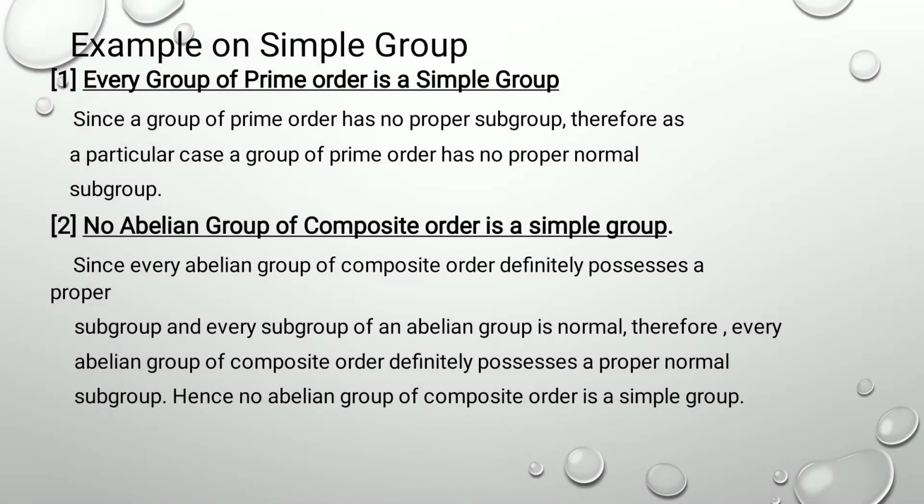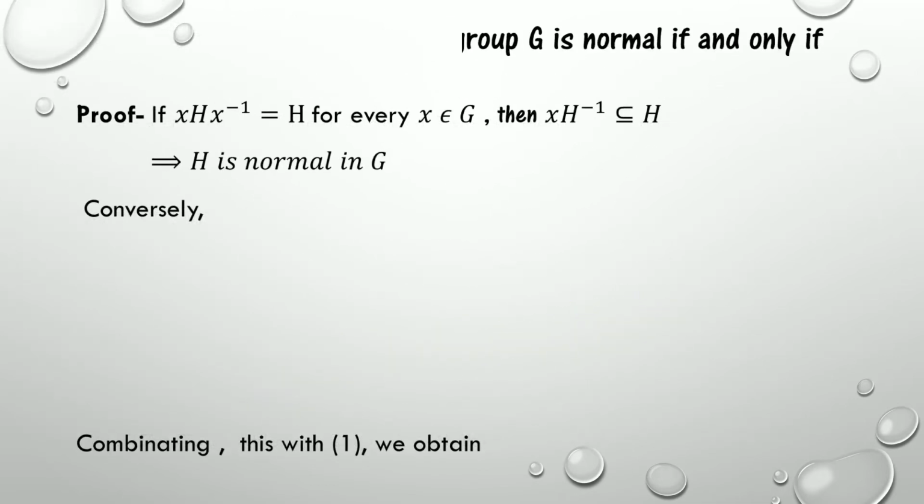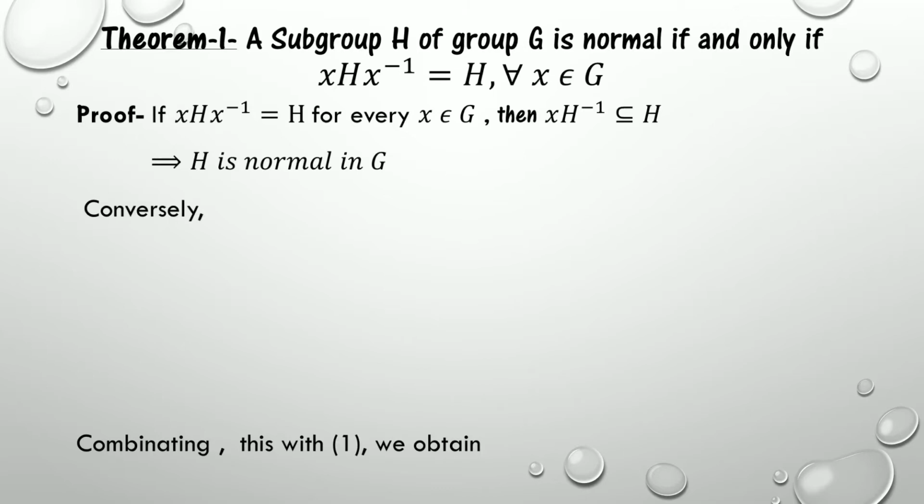Now let us prove some theorems related to normal subgroups. Theorem 1: a subgroup H of group G is normal if and only if x H x inverse is equal to capital H for every x belongs to capital G.